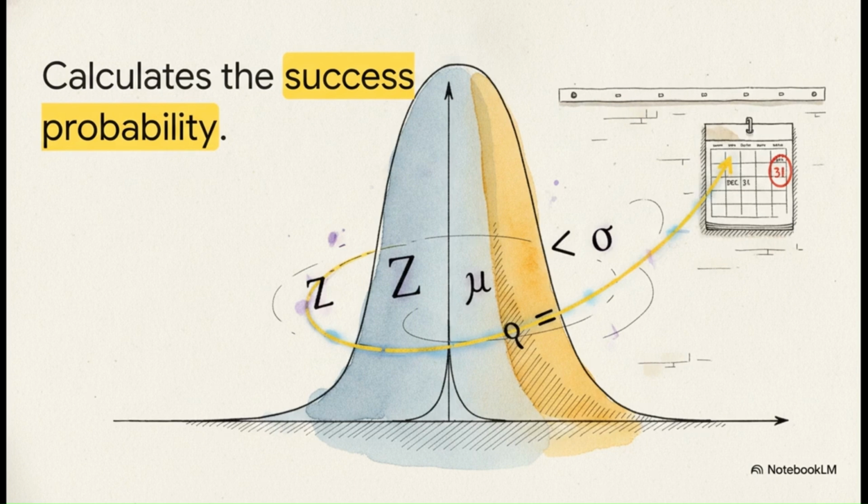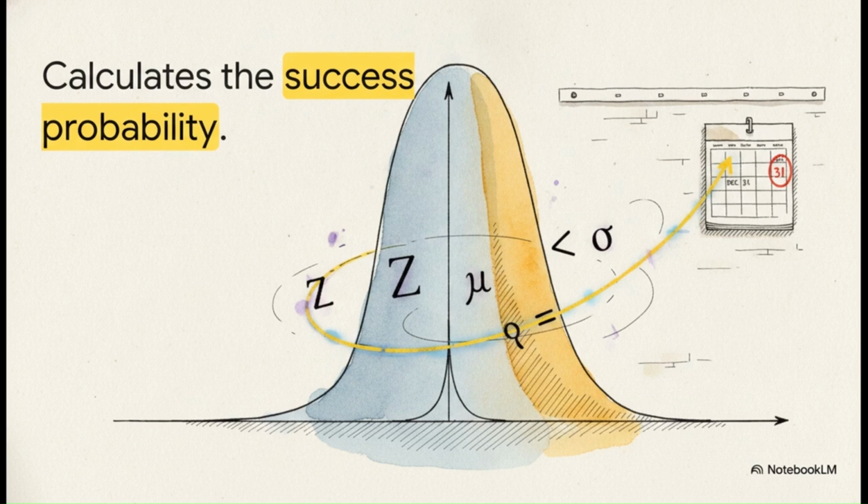Suddenly, you aren't just guessing anymore. You have a precise, defensible percentage. You can confidently walk into a boardroom and say, we have an 85% probability of hitting our target date. A rigid deterministic schedule just cannot offer you that kind of insight.